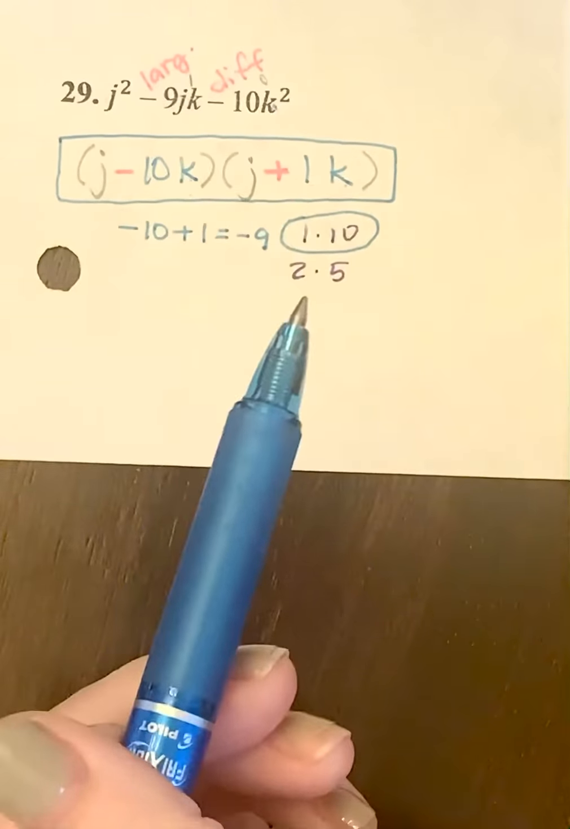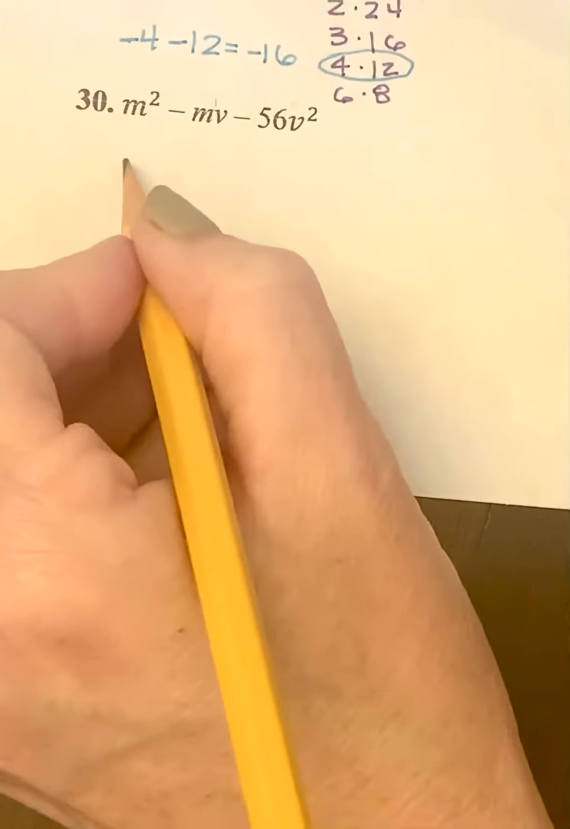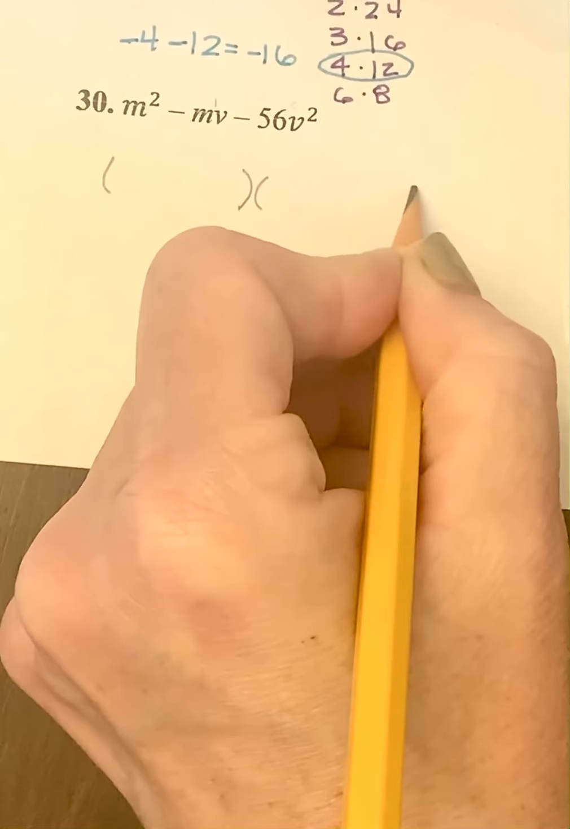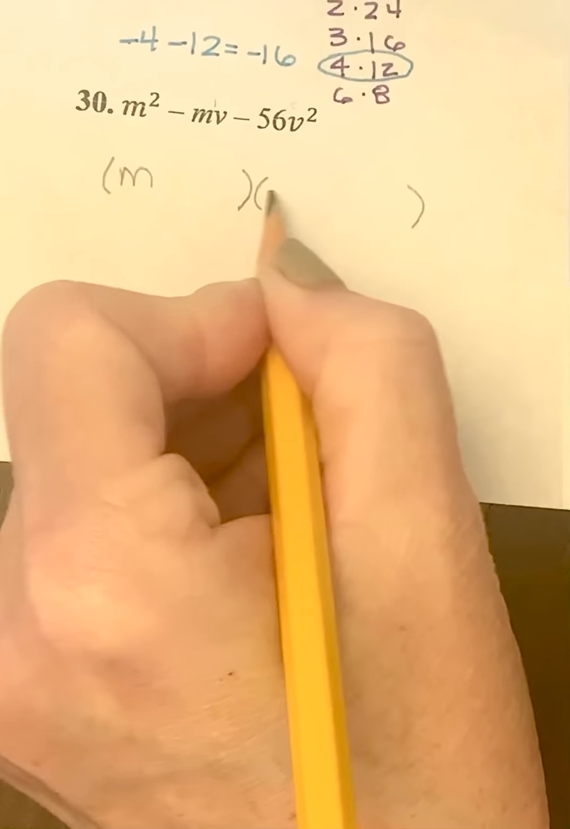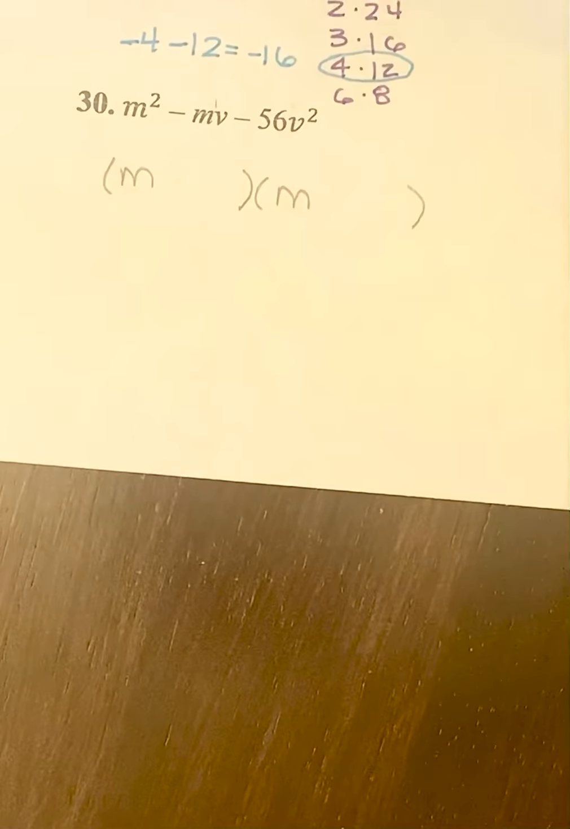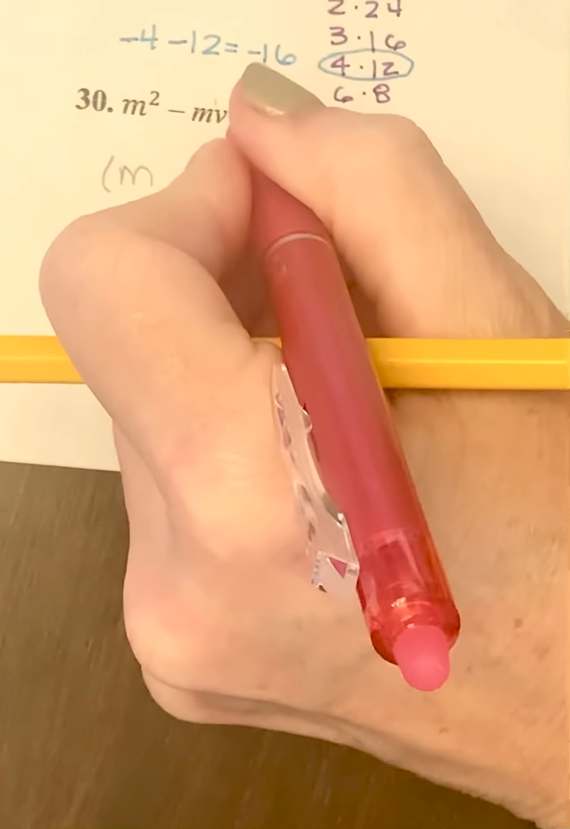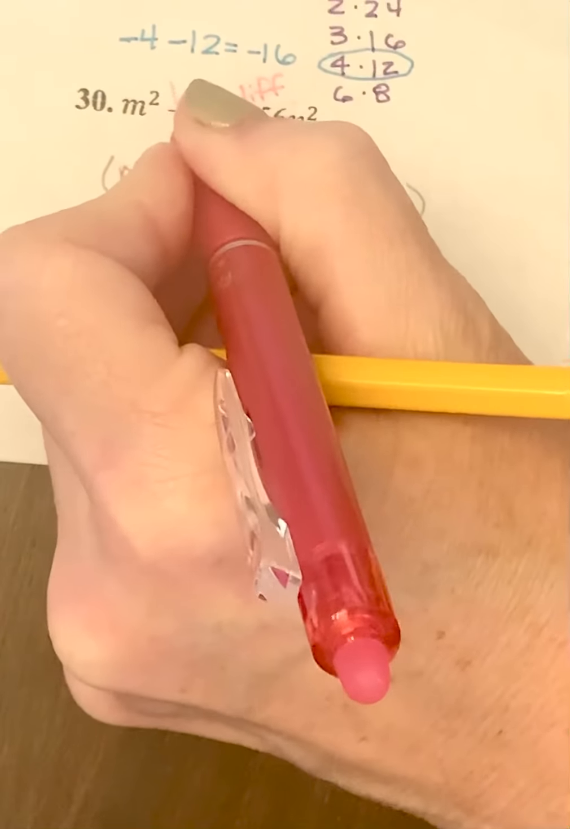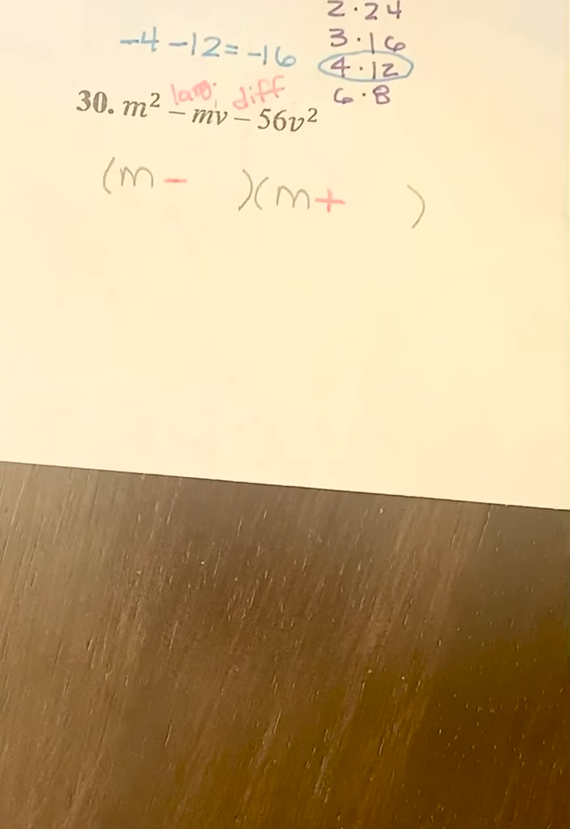All right, there is no greatest common factor. It's in descending order according to the m's. This is m squared, m to the first, m to the 0, because there's no m here. All right, and the leading coefficient is 1. So I can start. This will be m times m, gives me the m squared. This tells me that the signs are going to be different. This tells me the larger number will be a negative. So one's going to be negative, one's going to be positive.